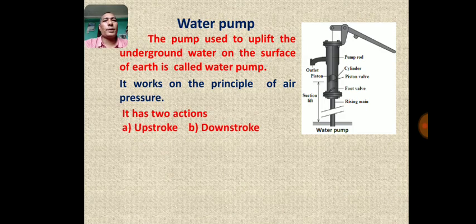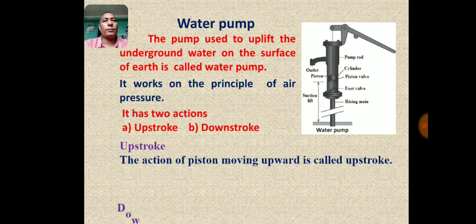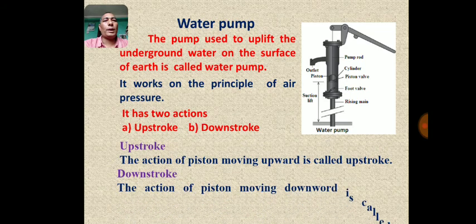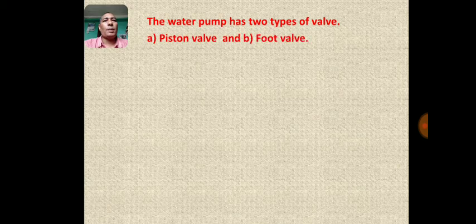It has two actions, upstroke and downstroke. Upstroke: the action of piston moving upward is called upstroke. Downstroke: the action of piston moving downward is called downstroke. The water pump has two types of valve: A. Piston valve and B. Foot valve.